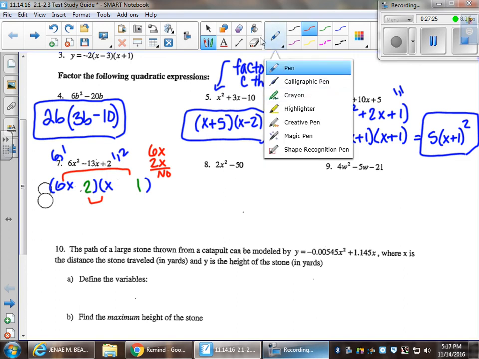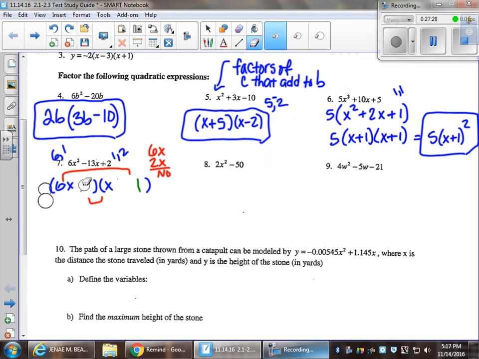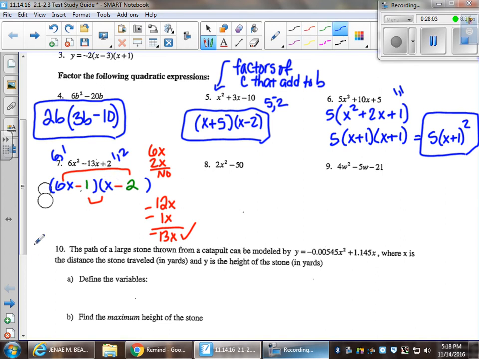So this is guess and check, which means maybe we have to switch these around. So maybe instead of 2 there and 1 here, I try 1 and 2. Let's try again. Outer, this is looking more promising. Outer is 12x, 6x times 2 is 12x. Inner is 1x, and I'm trying to get a negative 13x. That can happen if these are both negative. Is that okay? Yes, because these need to both be positive or both be negative. So to get a negative 13x, these will both be negative. My final answer: 6x minus 1, x minus 2.